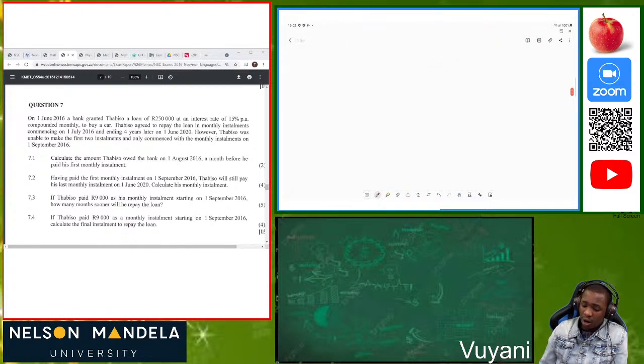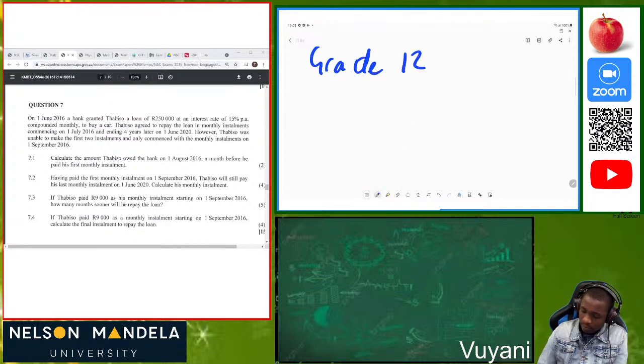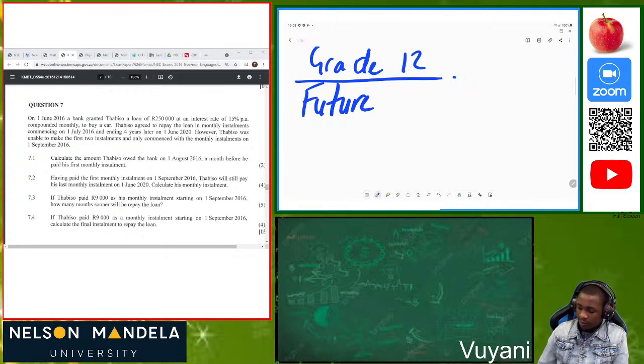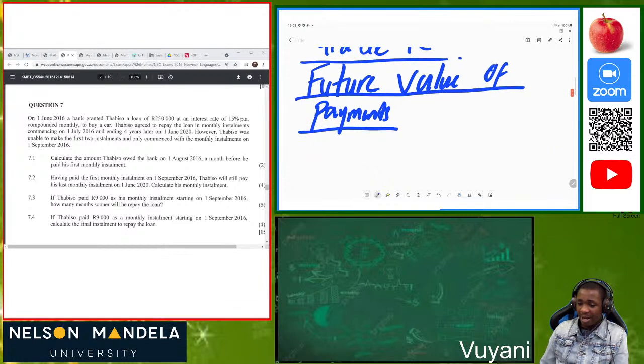This was grade 11. Now coming to grade 12. In grade 12, we were taught about only 3 or 4 formulas which are so important. So the first formula, we were taught about calculating the future value of payments. As it says, the future value of payments.